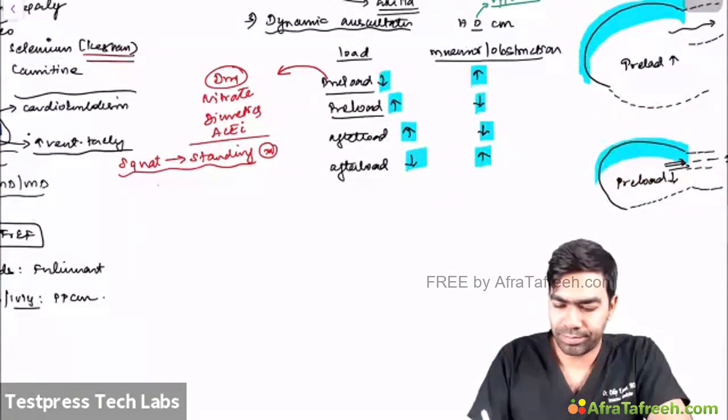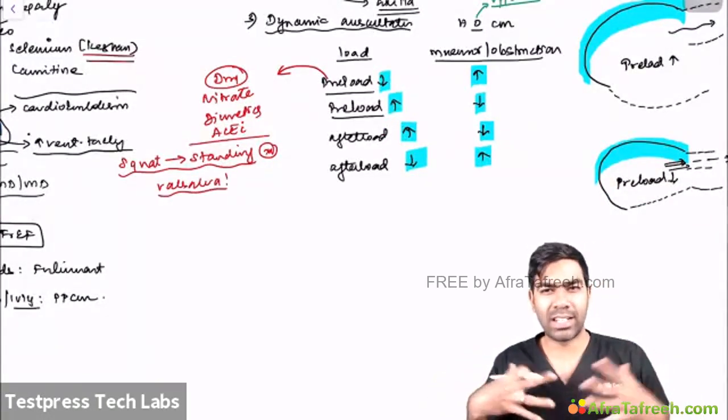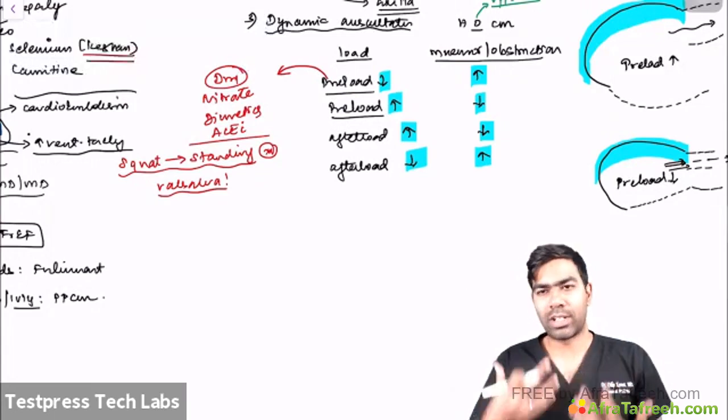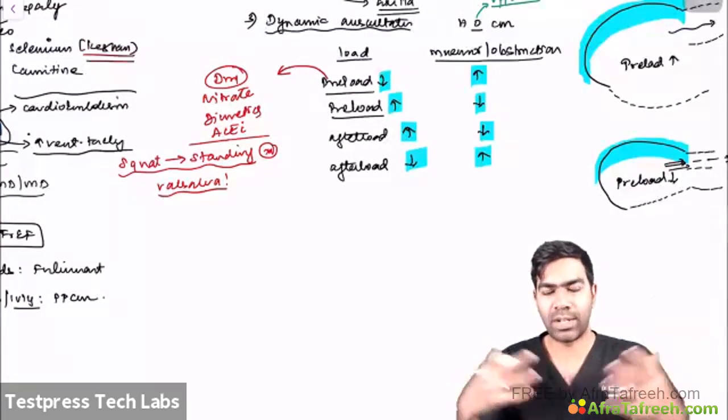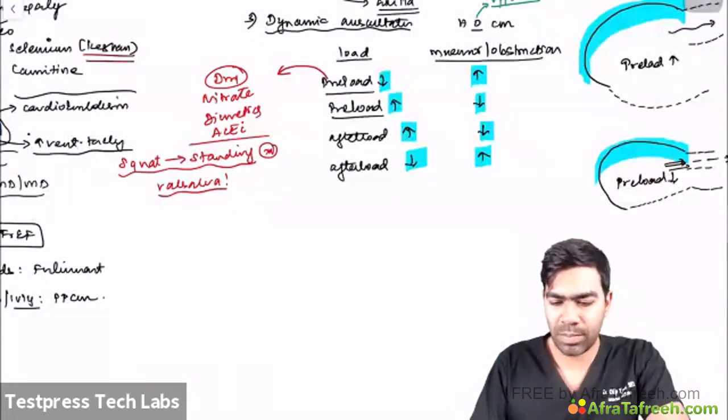Valsalva. Next is Valsalva. Valsalva can reduce the preload because Valsalva increases intrathoracic pressure. We know that during the strain phase, the blood movement from the great veins will be very much restricted. So it can reduce the preload and it can increase the murmur as well.